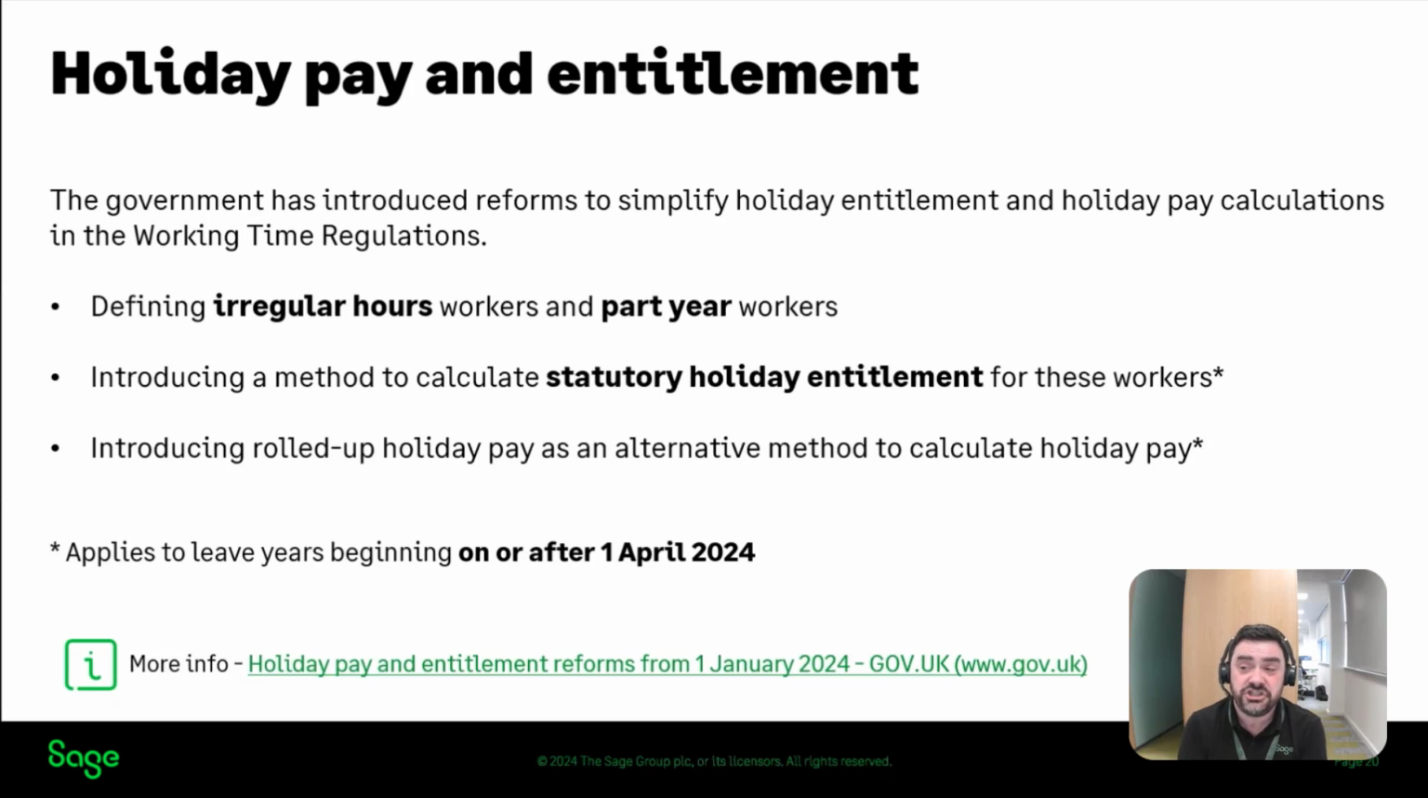It introduces a method to calculate statutory holiday entitlement for these types of workers, and it introduces rolled up holiday pay as an alternative method to calculate the holiday pay. Now, I'm not going to lie, holiday pay and entitlement for irregularly paid workers is complex legislation. So I just wanted to make you aware of this because some of the changes apply to leave years beginning on or after the 1st of April. And we'll just signpost you to the gov.uk guidance, which you can read on this slide.